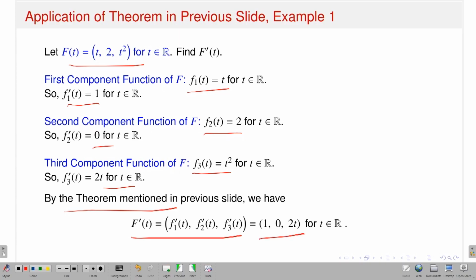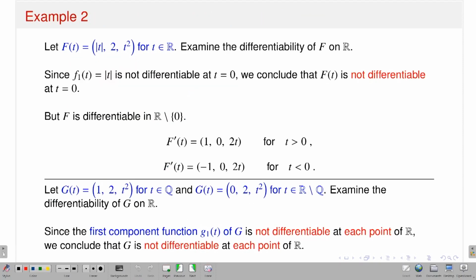Of course, you can prove it from first principles, using the definitions, but this is another way. Once you identify the component functions, you can easily do the differentiation, since they are real-variable functions of a real variable. Then you can talk about the differentiability of the original function. Let's see another example where you cannot have differentiability.